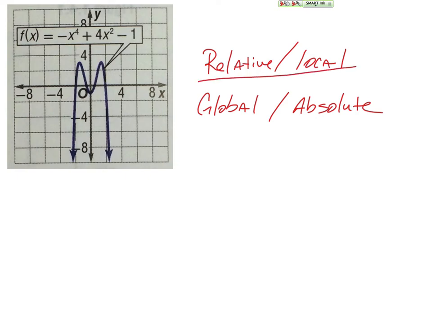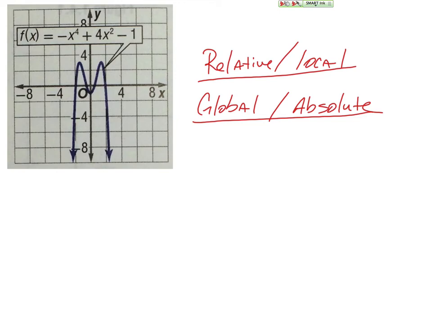Okay, these two words go together and those two words go together. They are synonymous with each other. The first type of extrema is called relative or local. Those two are the same type. The other type of extrema is called global or absolute. So we have relative and local extrema. We have global and absolute extrema.